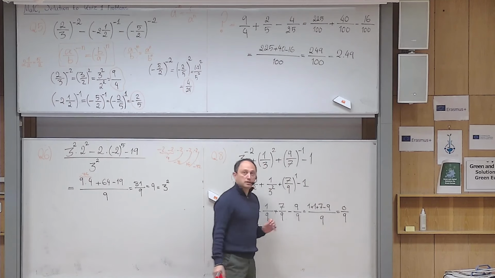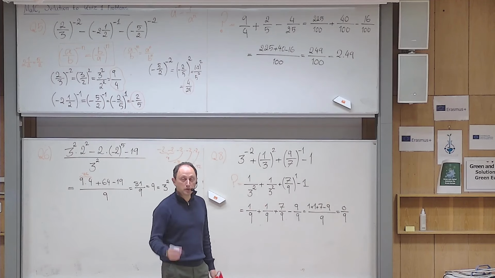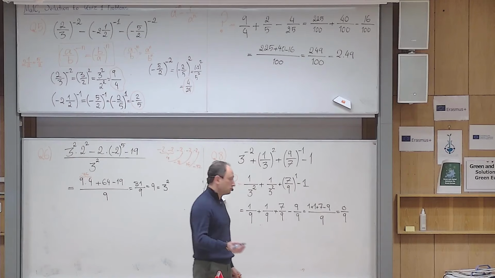Because I want it in simplest possible form, even though 0 over 9 is the correct answer, there is a better answer to this, which is simpler.